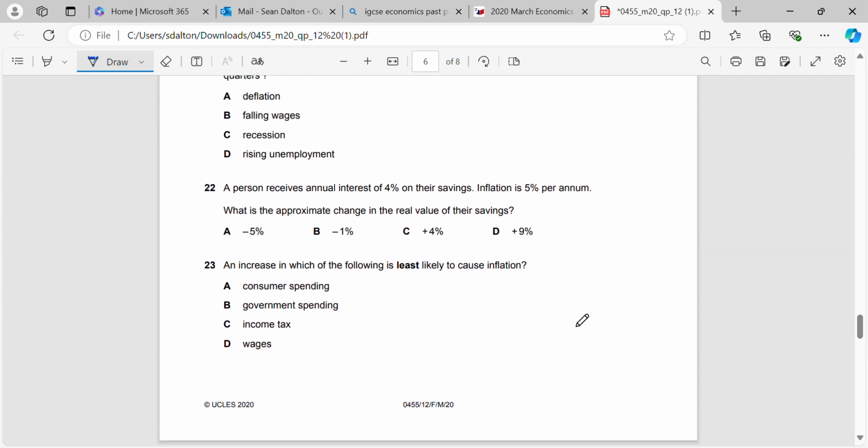An increase in which of the following is least likely to cause inflation? Let's start at the bottom. Wages can cause inflation. We call that type of inflation cost push inflation, and it's where AS moves to the left due to an increase in the cost of production.